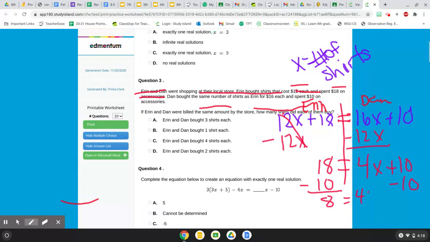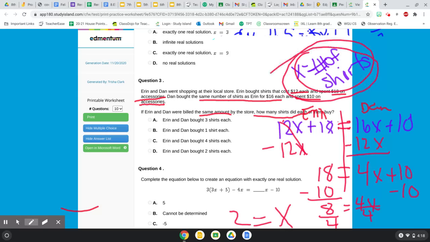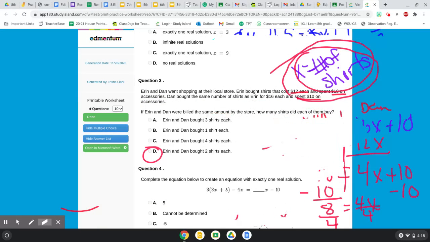Left with 4x. I can divide by 4, use that inverse operation. So x, kind of running out of room. So x is equal to, well, 8 divided by 4 is 2. So I know that x represented the number of shirts up here. So I know that Dan and Aaron each bought 2 shirts. So once you have that equation written out, all you're doing is solving. And I know that you guys are good at that by now. All right, we're going to look at this next one.